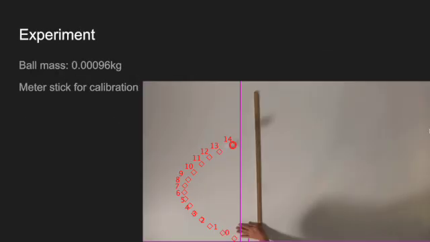In our experiment, we used a ball that had a mass of 0.00096 kilograms, and we used a meter stick for calibration. However, in this video, due to orientation, it appears sideways, but we did throw the ball vertically.